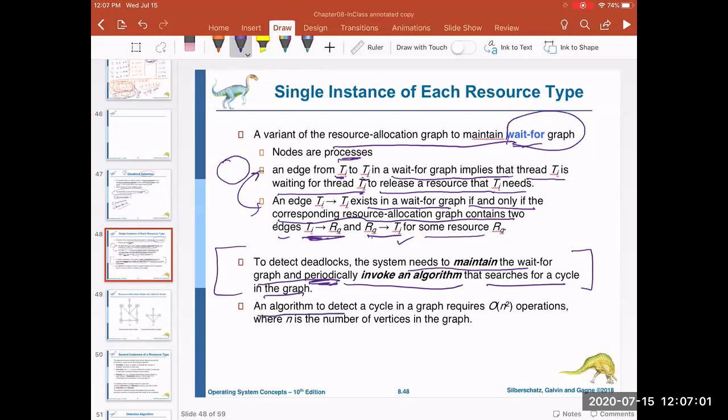An algorithm that detects a cycle in the graph requires O(n²) operations, which is too high. But still, these are graph problems, and normally in graph problems the complexity of algorithms is very high. So it is O(n²) here.